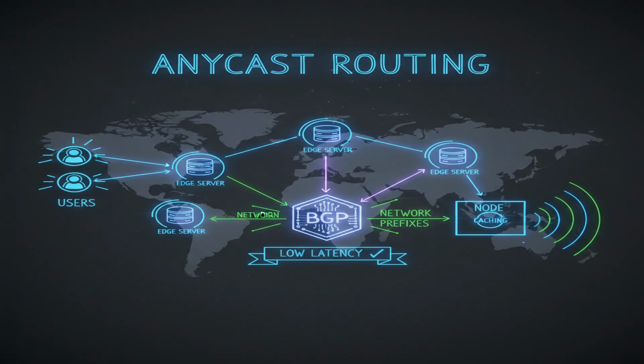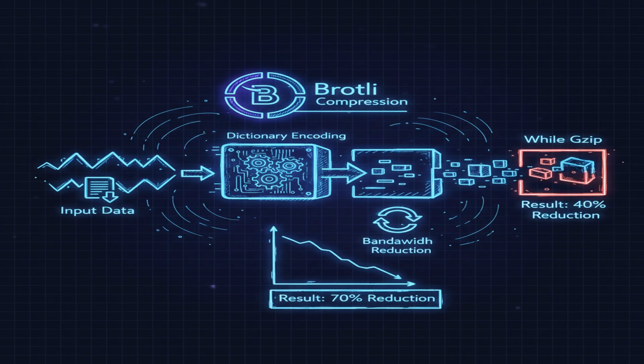Now that we've established edge node caching and hierarchical structures, efficient request routing is crucial. CDNs leverage Anycast, directing users to the nearest available edge server. Anycast relies on BGP, broadcasting network prefixes to multiple locations.